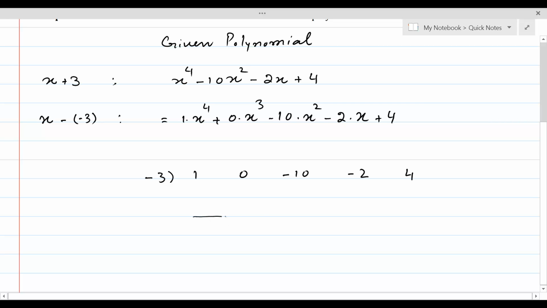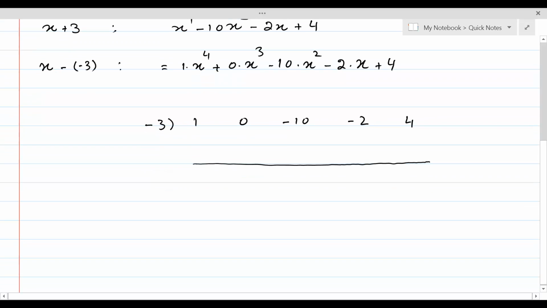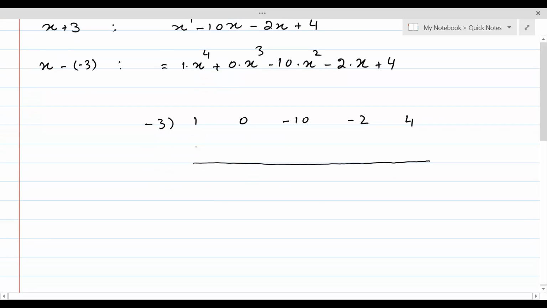So draw the line here and bring down the first coefficient 1. And once we bring down this coefficient 1, just below the line, underneath 1 itself, this will be 1. And at this point, we are going to multiply minus 3 with this number and write the answer below the next number. So negative 3 times 1, the answer is minus 3, that we are going to write here, and add 0 and minus 3 will get minus 3.